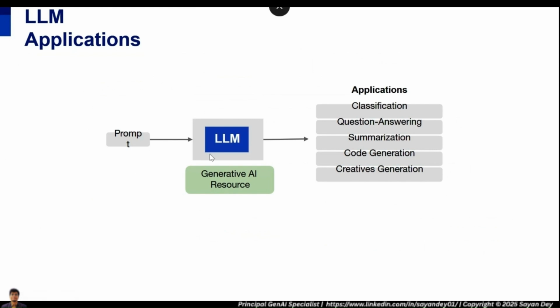Let's start with it one by one. Any business problem that you have, any use case that you have, will generally be part of one of these five categories. Any general application you can think of will usually be part of one of these five categories. So first, let's start with classification.